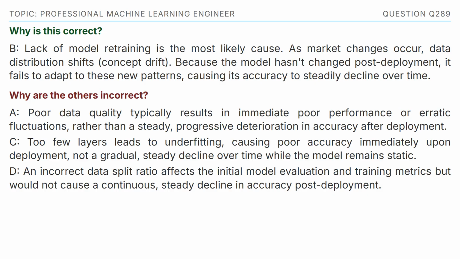A. Poor data quality typically results in immediate poor performance or erratic fluctuations, rather than a steady, progressive deterioration in accuracy after deployment. C. Too few layers leads to underfitting, causing poor accuracy immediately upon deployment, not a gradual, steady decline over time while the model remains static. D. An incorrect data split ratio affects the initial model evaluation and training metrics but would not cause a continuous, steady decline in accuracy post-deployment.